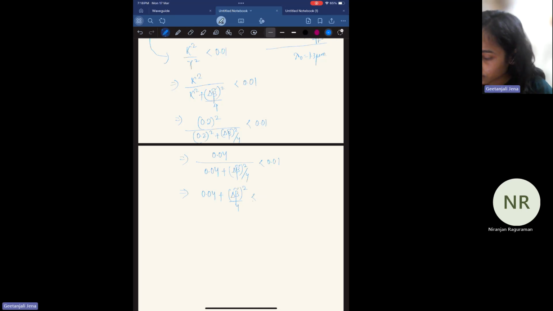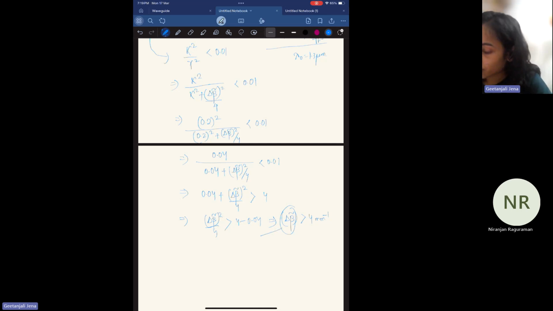Less than or greater than? It should be greater than, right? Yes. So now we have delta beta tilde square by 4 greater than 4 minus 0.04. And if you calculate the value of delta beta, this will come around 4 per millimeter. So we know the value of delta beta now.